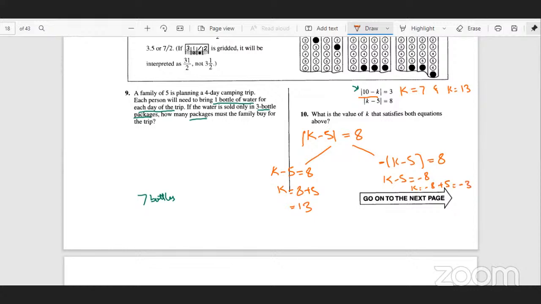Clearly, for both these equations, the common k value is 13. I'm getting k equals 13 for the first equation, and I'm getting k equals 13 for the second equation as well. This means that the value of k which satisfies both equations above is k equals 13. Okay. So we are done for today's session.